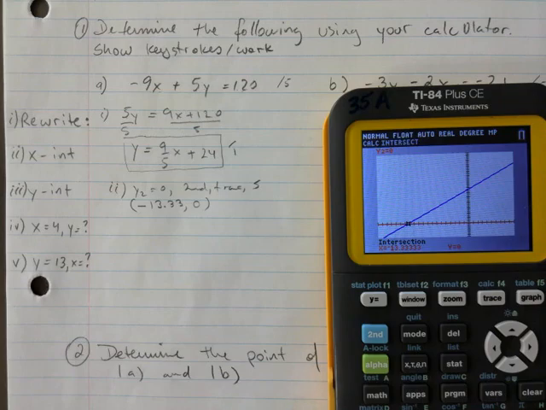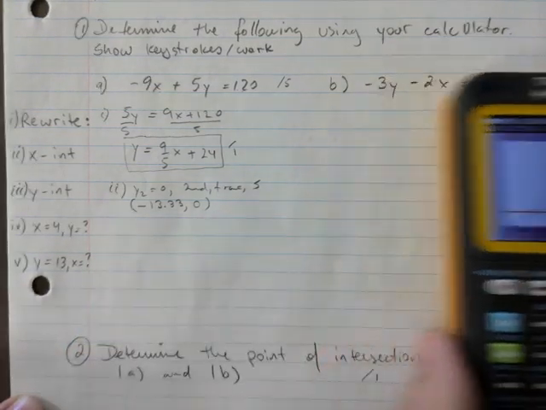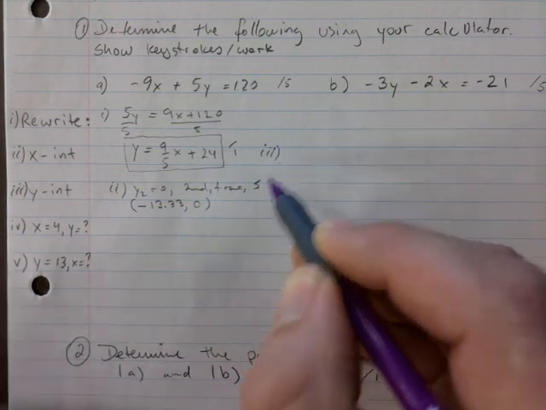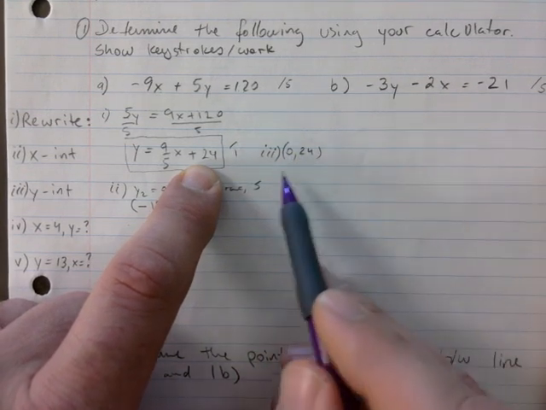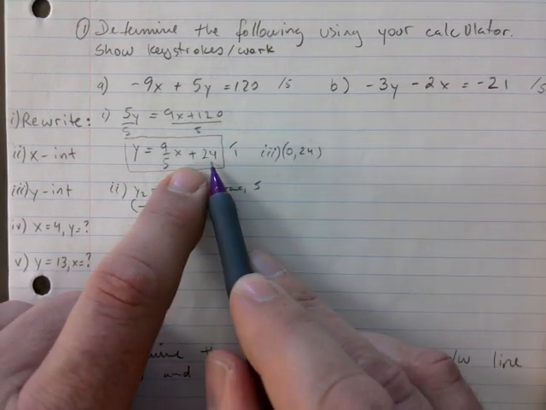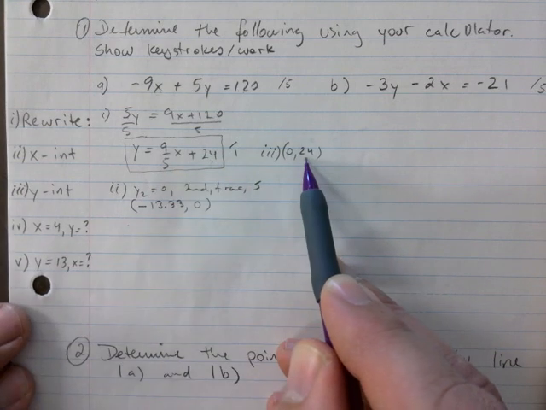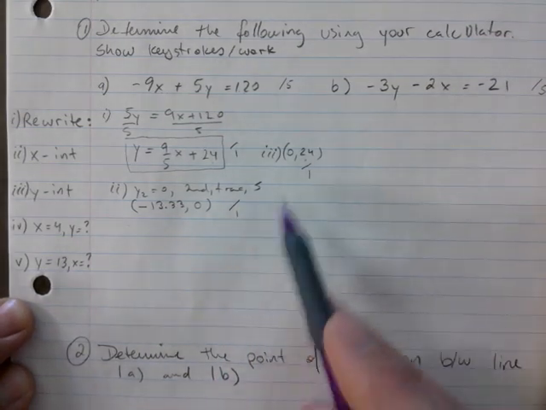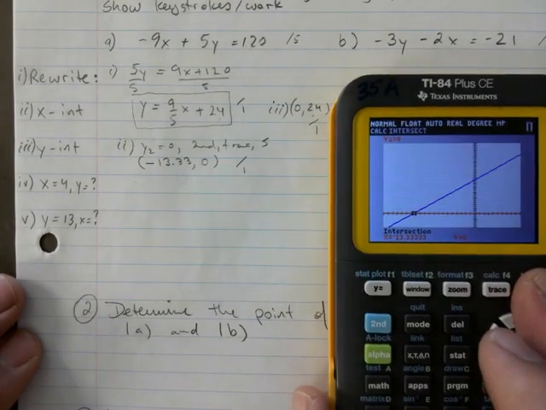The y-intercept, easy, right? I'm just going to say it's 24. I'm not even going to bother using my calculator, since I already did the work here, so it saves you time. So 1 mark for that as well. So 1 mark, 1 mark. So 3 so far.